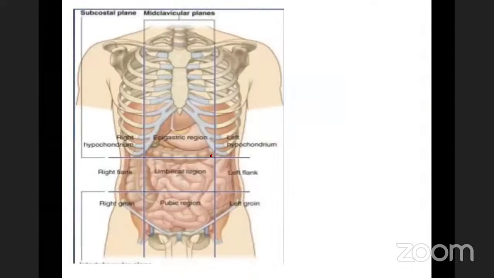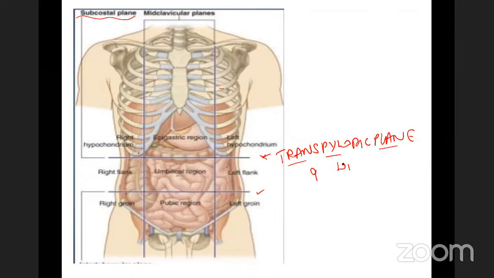Now, the anterior abdominal wall is divided into 9 regions by 2 horizontal and 2 vertical planes. This horizontal plane is the transpyloric plane. This plane is referred to as the subcostal plane by some authors, but in view of the MCQ, we will discuss the transpyloric plane. It passes through the ninth costal cartilage and the lower border of the L1 vertebra. This is a frequently asked MCQ.